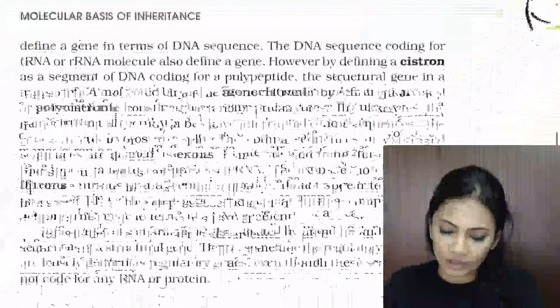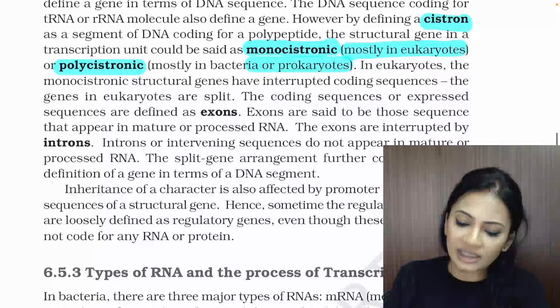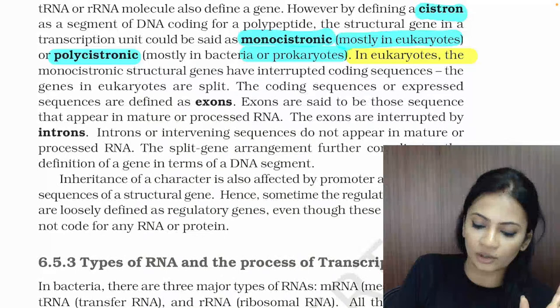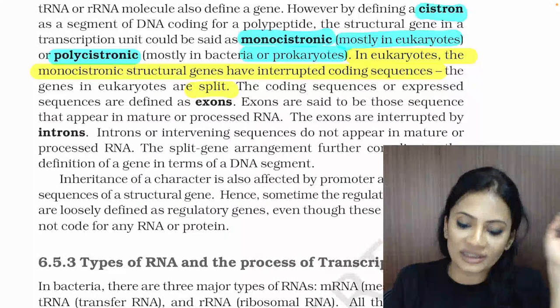Now let's come to the transcription unit and the gene. We have done cistrons: monocistronic in eukaryotes, polycistronic in prokaryotes. Now, in eukaryotes, the monocistronic genes have interrupted coding sequences. That is what we call a split gene. Split genes have exons and introns. What has to be removed from exons and introns?